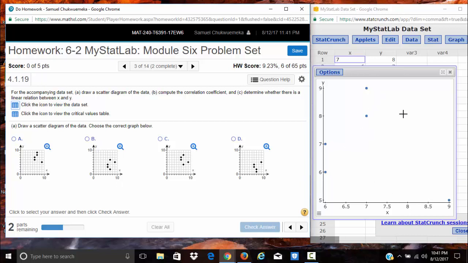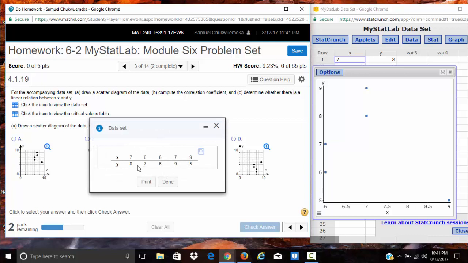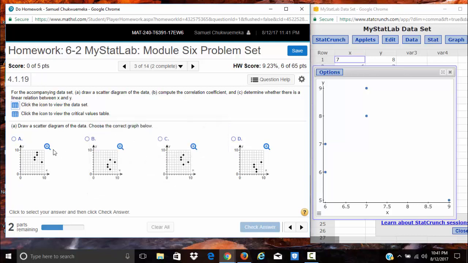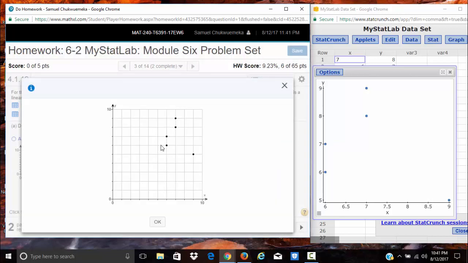And you see the points do not look like B. C is out because the points do not look like C. Look at how these points are. And then you look at D. D is out also because it doesn't look like D. If you want, you can look at these data points and expand the graphs to check the points.